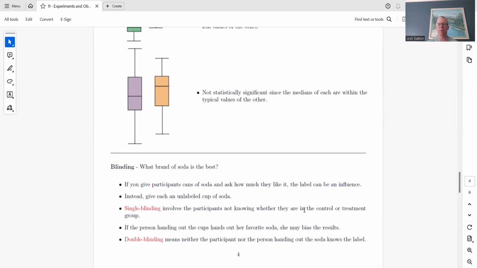Participants do not know whether they are in the control group or the treatment group, or which soda can they're drinking. If the person handing out the cups hands out her favorite soda, she may bias the results. Double blinding means neither the participant nor the person handing out the soda knows the label. And double blinding, a lot of times, you could do that in medical trials where the participant does not know which medical treatment they're getting, and then the person evaluating, measuring the improvement of whatever condition they're looking at, if the person doing the evaluating does not know, then that would be double blinding.